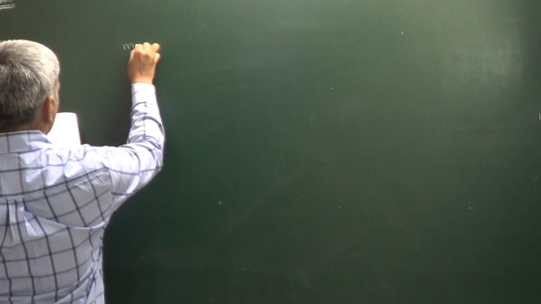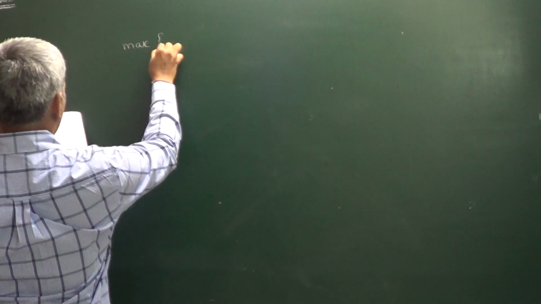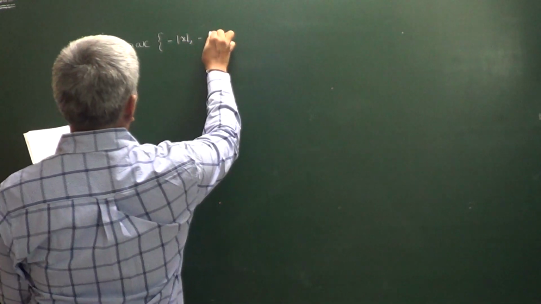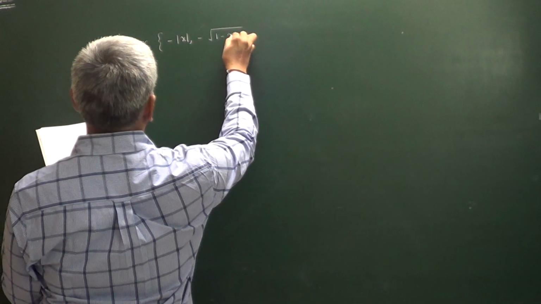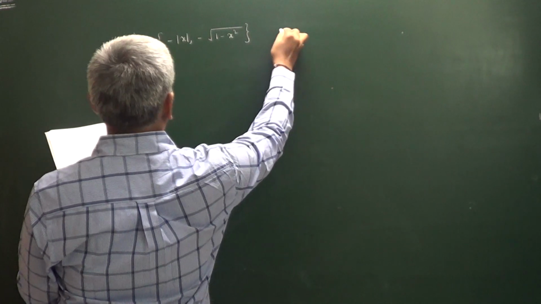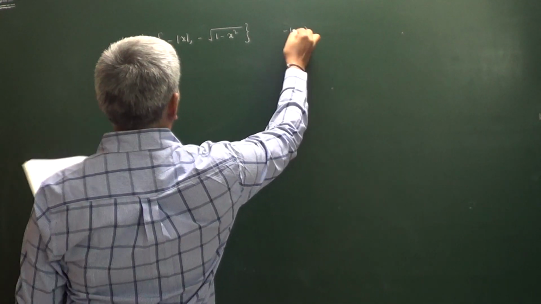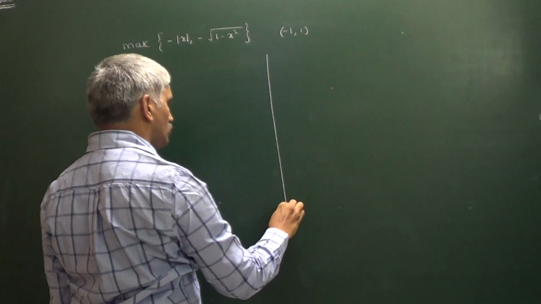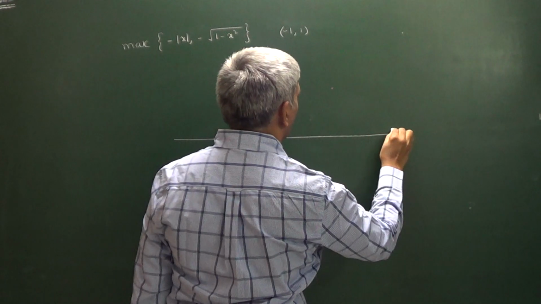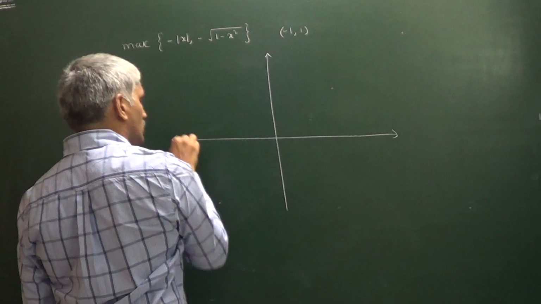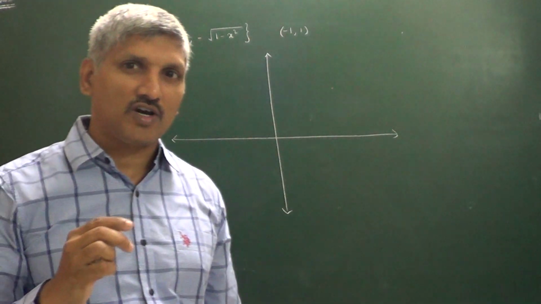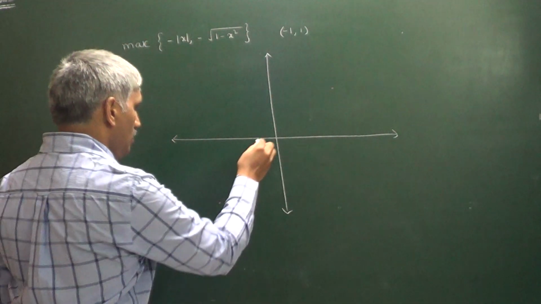So this is another question of the same type. He is asking maximum of minus mod x comma minus root of 1 minus x square. We have to find out in the interval -1 to 1. Right. I hope you all know how to draw the graphs of these particular functions also. First one is mod x graph, you know. If you know mod x graph, comfortably we can draw the graph of minus mod x.